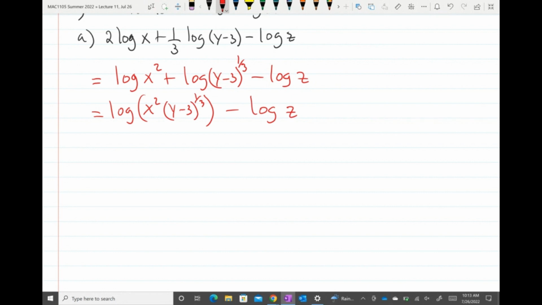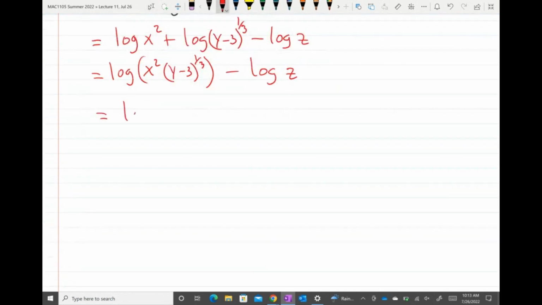Yes? Do we leave it as 1/3 or do we make it a cube root? You can make it a cube root or leave it as a 1/3, however you want. And now, remember, we need to write as a single log. There are still 2 logs in here. Now what can we do? We write as a quotient, right? So now we can write this as log of x squared times 1 minus 3 to the 1/3 over z. Okay, questions? Do you understand this? Okay.